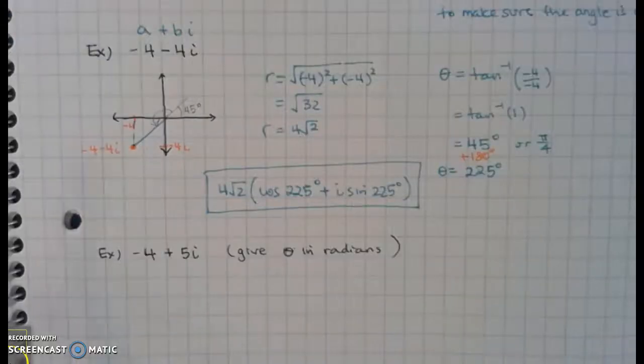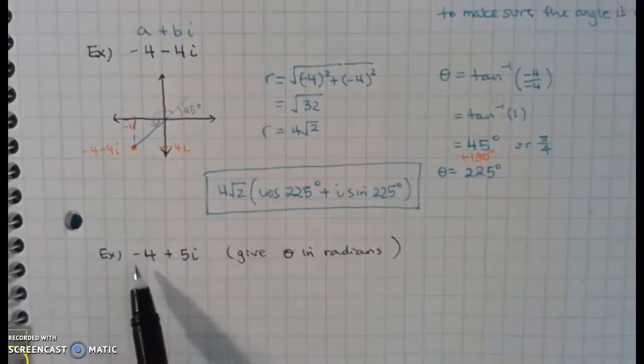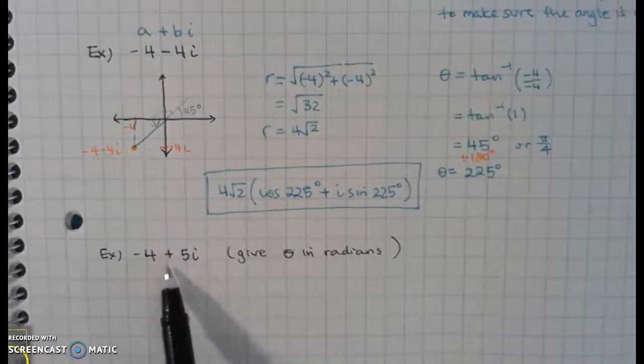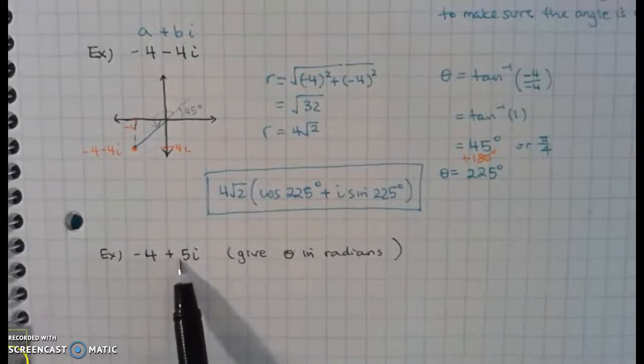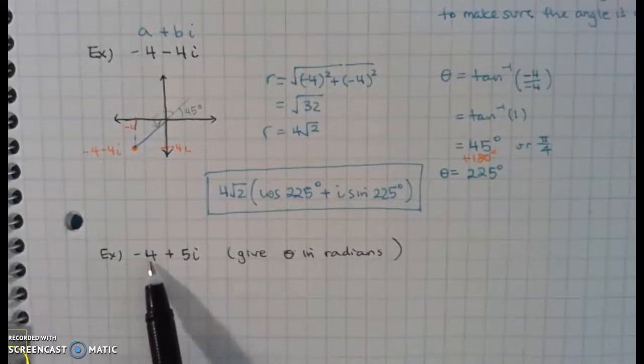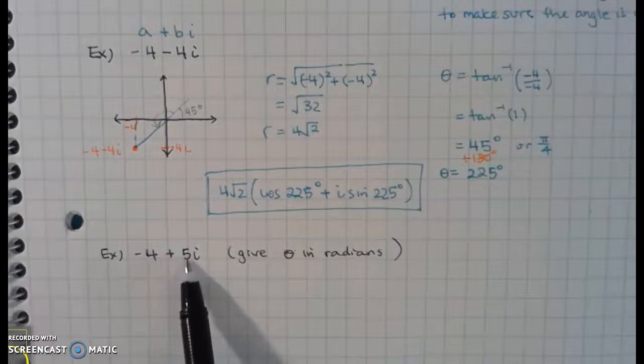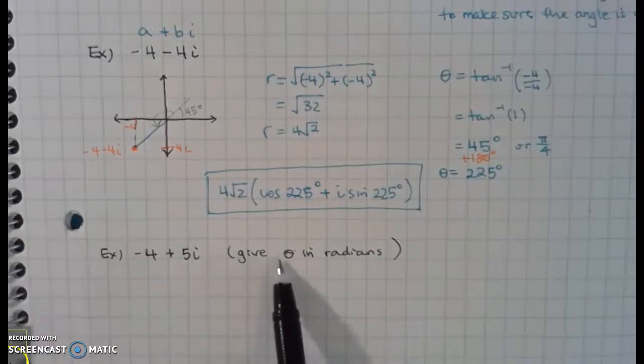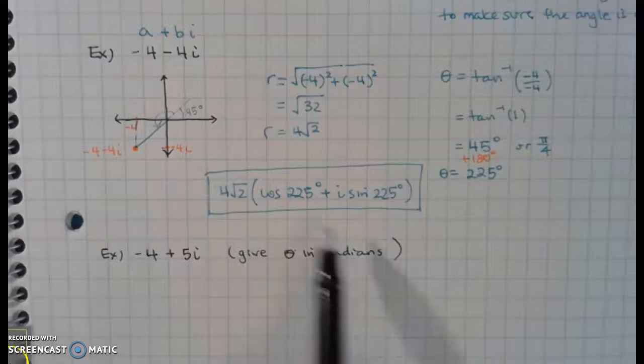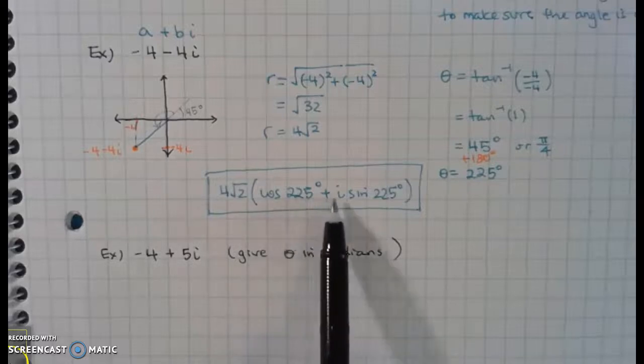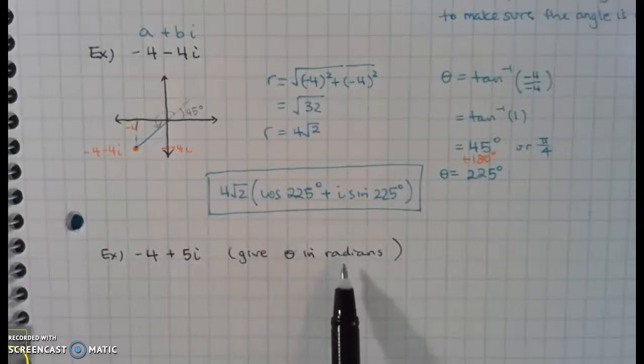Okay, now I would like you to try to practice it yourself. Okay, so if I give you the complex number -4 plus 5i, can you convert this into polar form? And I want you to give the angle measure in radians. Okay, here we gave the angle measure in degrees, so I want you to do it in radians.